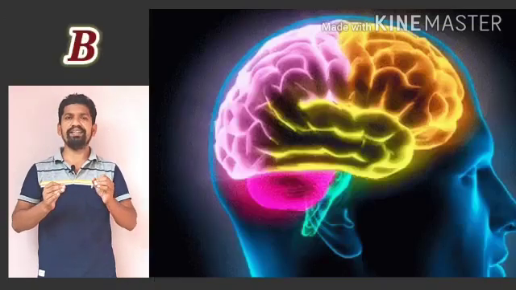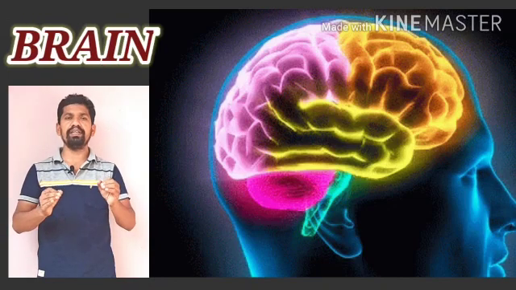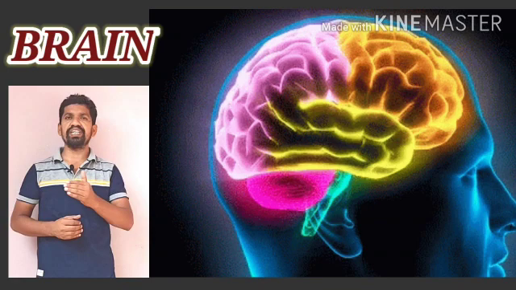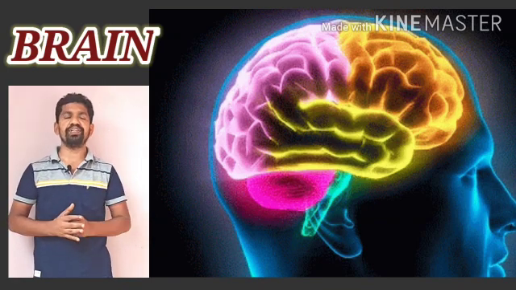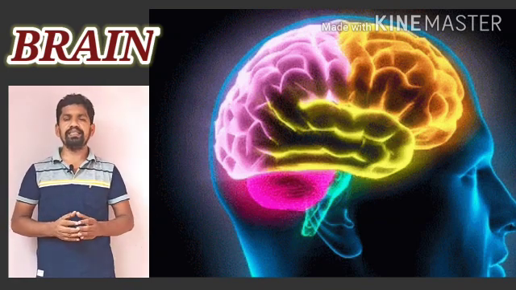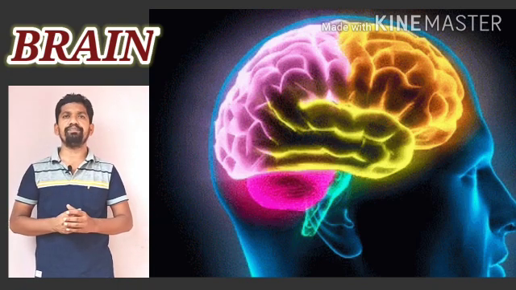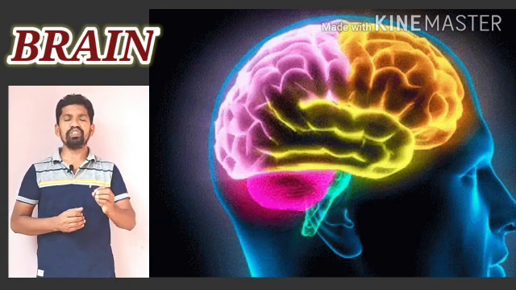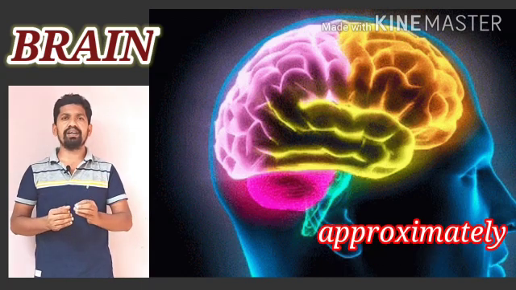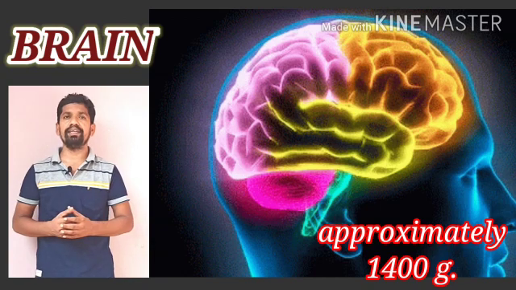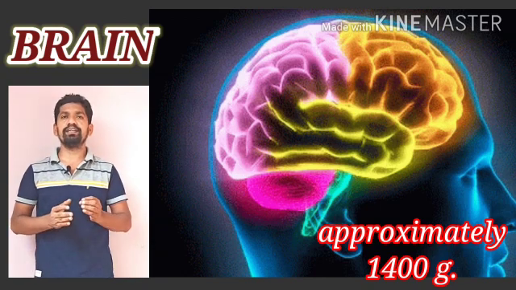The brain is the highest center for control and coordination in our body. So the brain is a very smooth and very important organ in our body. Proportionately, the brain is a large organ compared to other animals, which has approximately 1400 grams in weight.